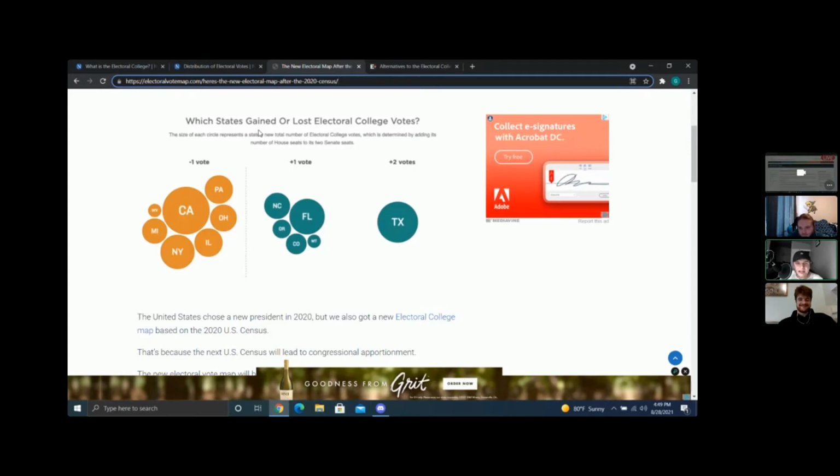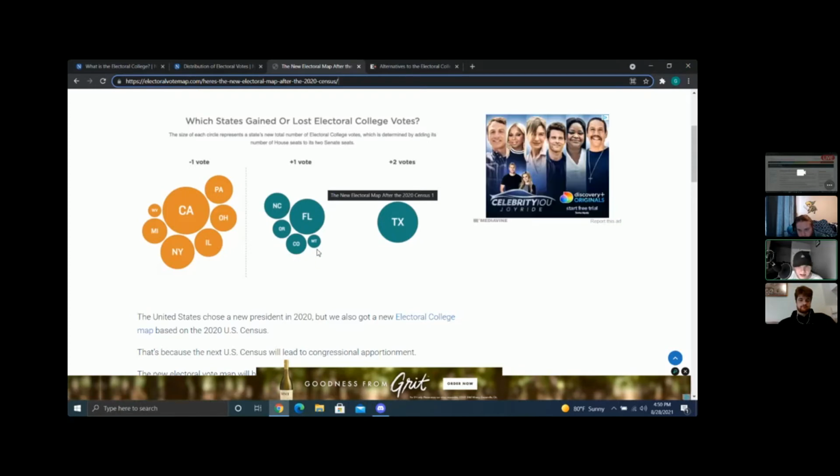So, which states gained or lost Electoral College votes? The states that are losing a vote are California, West Virginia, Minnesota, New York, Illinois, Ohio, and Pennsylvania. The states that are gaining one vote are Florida, North Carolina, Oregon, Colorado, and Montana. And one state that's getting 2 extra votes is Texas, because they deserve it.